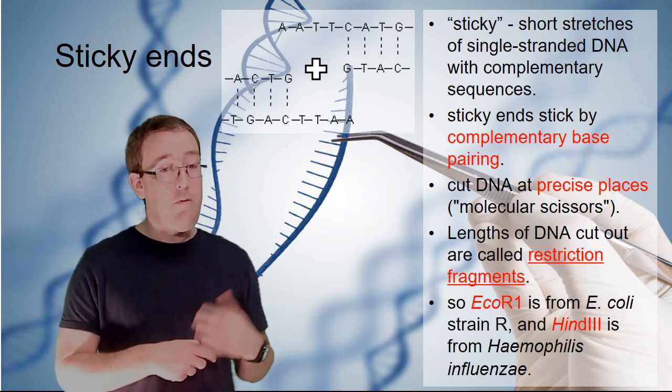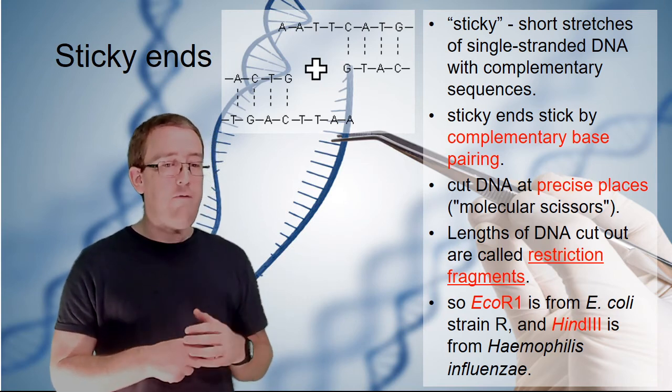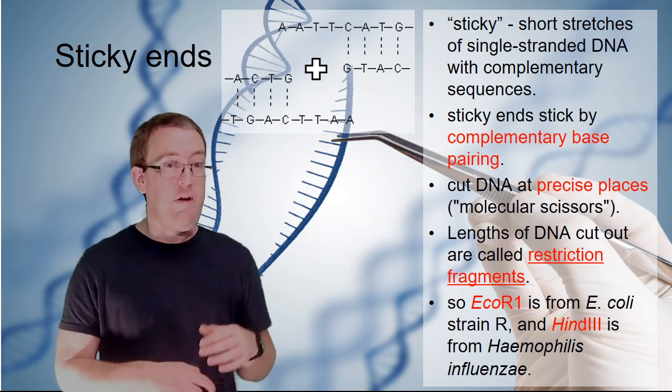Okay, so here are some examples. EcoRI is from E. coli strain R, and HindIII is from Haemophilus influenzae, and it's III, right? It's number 3 that was found.